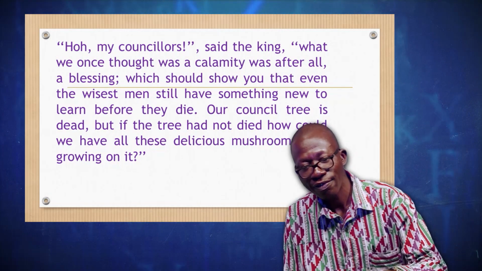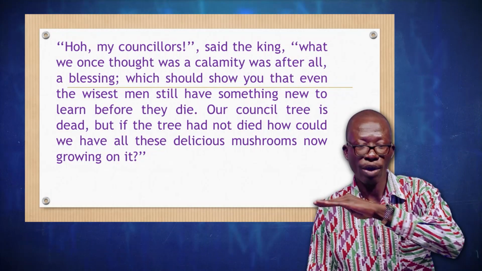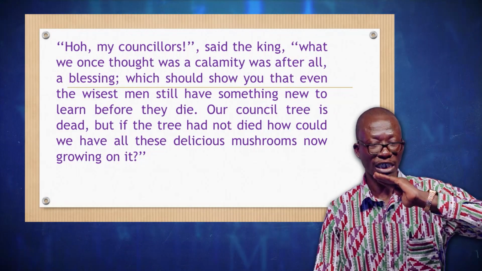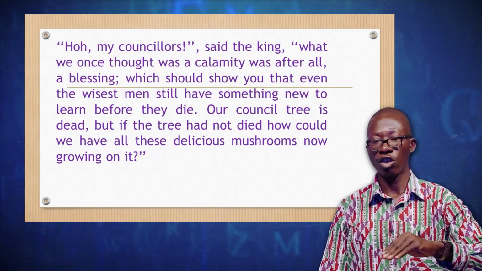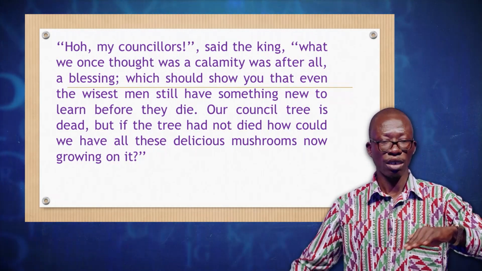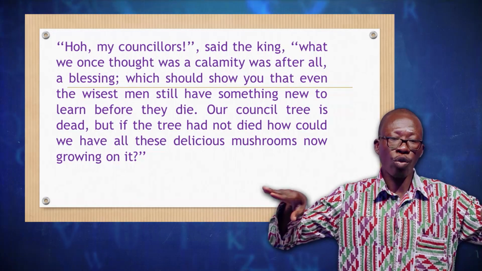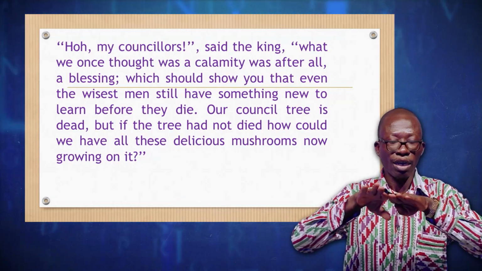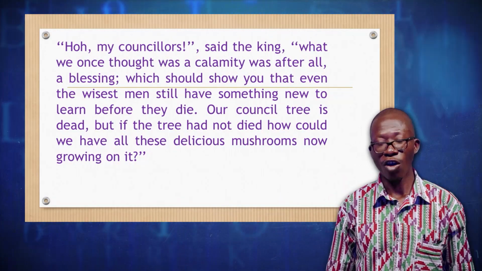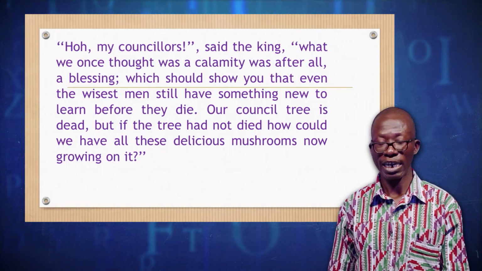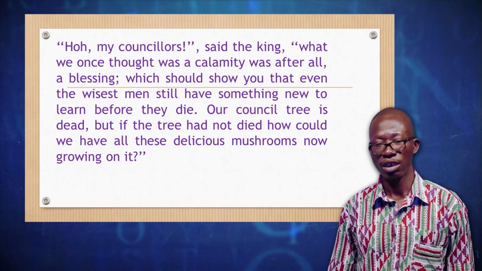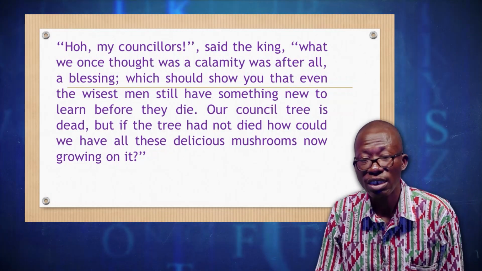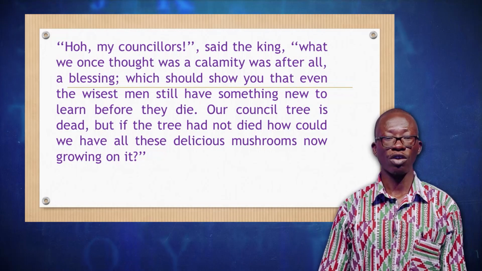So we have our clauses given equal weighting there: our cancer tree is dead, and how could we have all these delicious mushrooms now growing on it? These two clauses are given equal weighting. And then we have a clause that is subordinated to the two clauses, beginning with a condition: if the tree had not died.